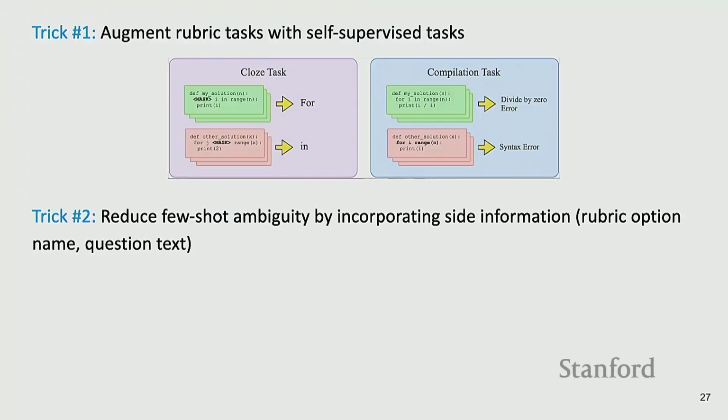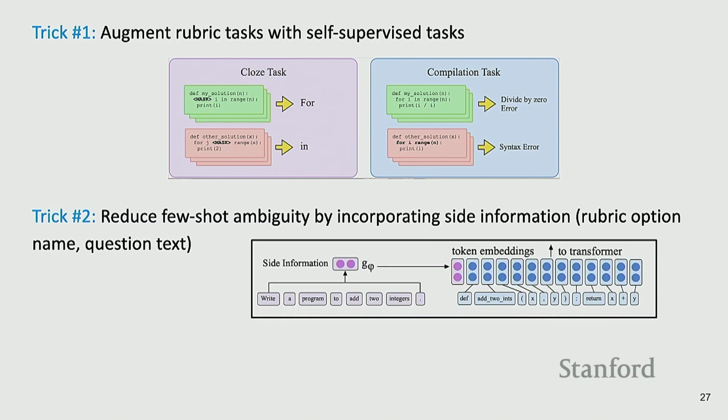The second trick is to incorporate side information into the model. If you only have a few positive and negative examples for a particular rubric option, it can be somewhat ambiguous what you're trying to classify on. So we can give it side information that corresponds to the name of the rubric option as well as the text of the question. This gives the model more information with respect to how it's supposed to be giving feedback to the student and what this rubric option corresponds to. And essentially we'll just prepend the side information into the transformer model.